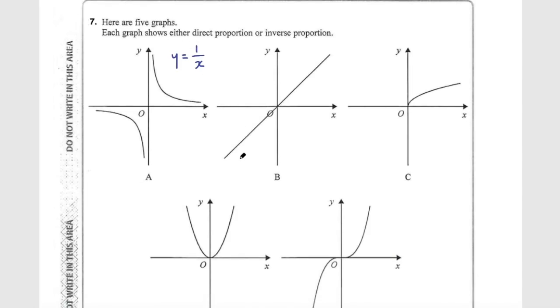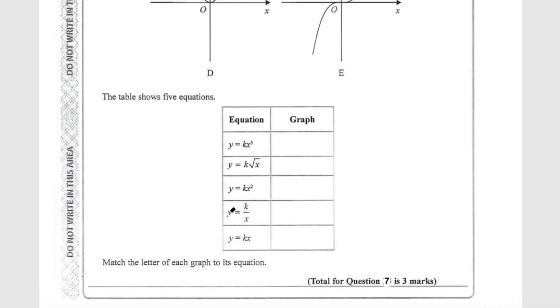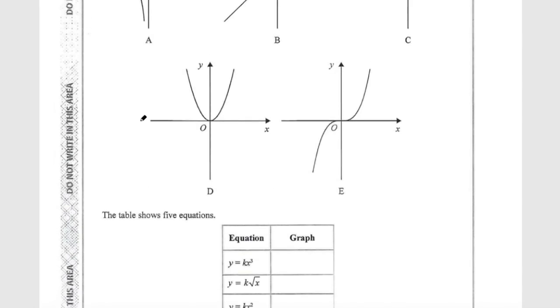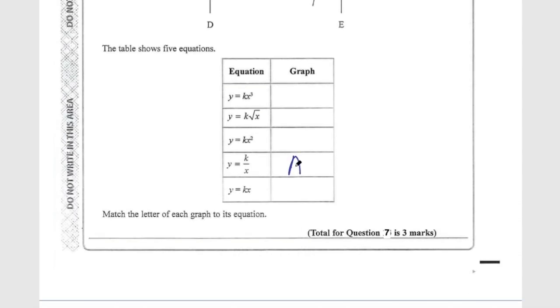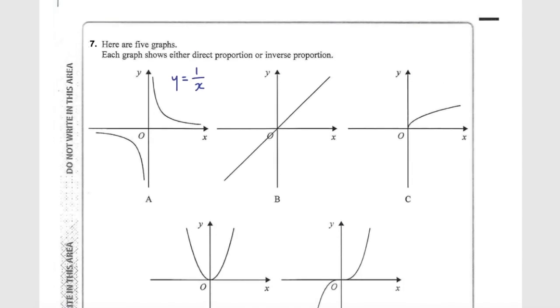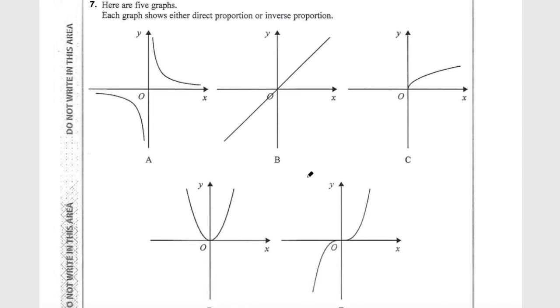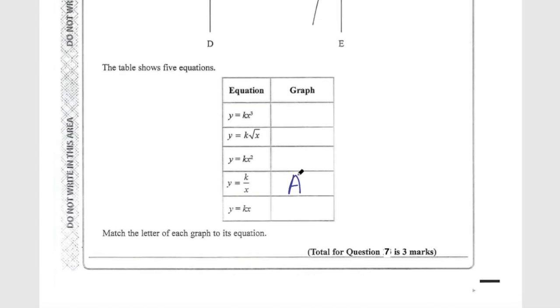And so what I'll be looking for is an equation that looks like y equals 1 on x. And here it is, y equals k on x. So that's the only possibility for A. So I'm going to go ahead and write A in there next to y equals k on x. Straight line graph, it's pretty simple, so that must be this one, y equals kx.